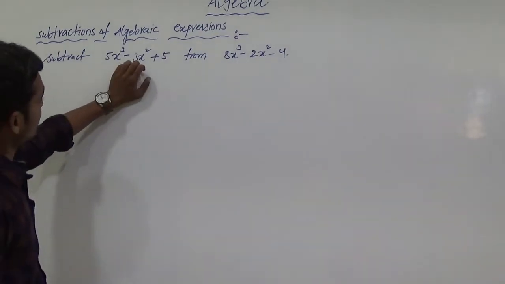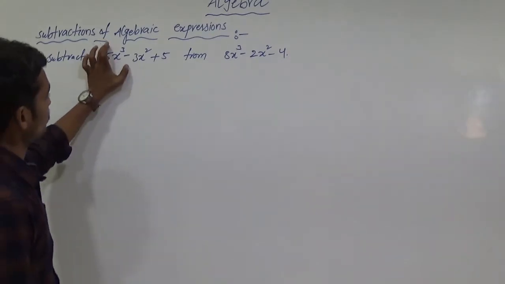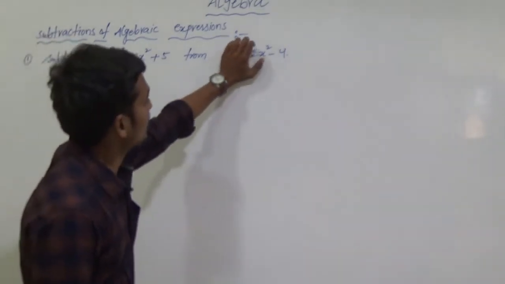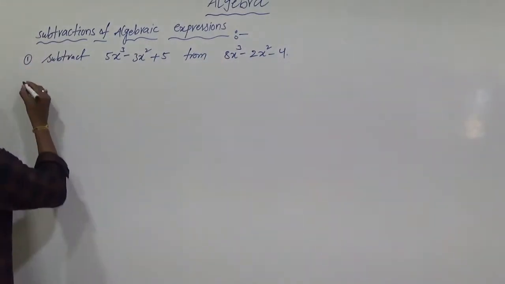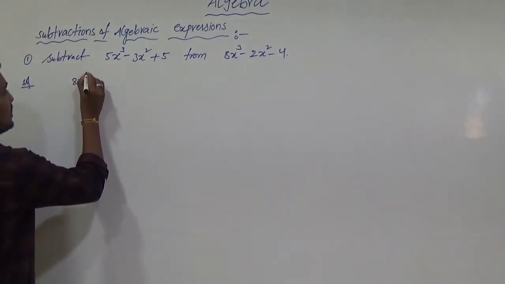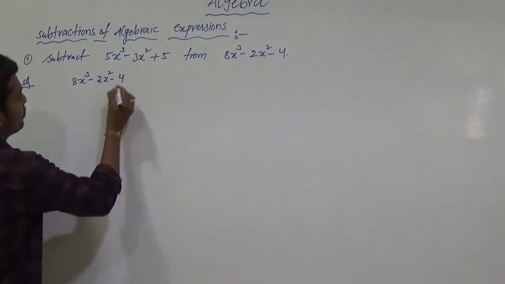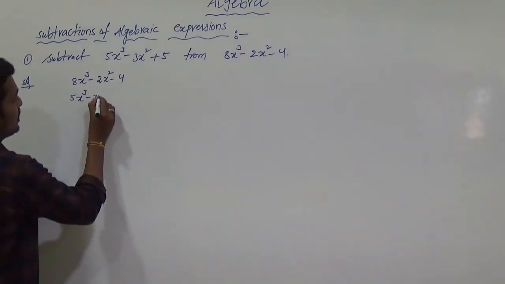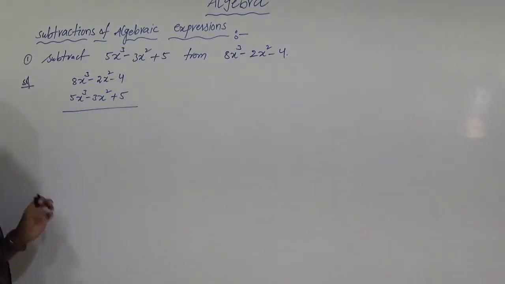We have to subtract the second expression from the first expression. That means we have to subtract this first one from the second. That means we do 2 minus 1. So in this way, first of all, we write the second expression, 8x cube minus 2x square minus 4, and the first expression is 5x cube minus 3x square plus 5. We can do the subtraction for these two.